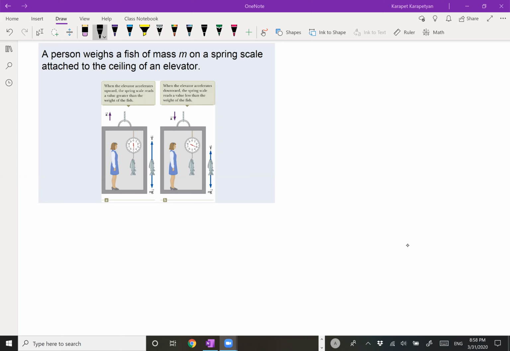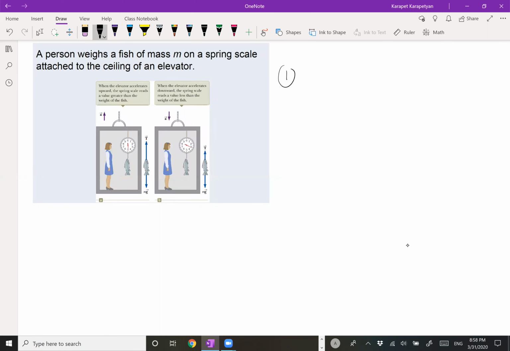So let's start with case one, which is an elevator with no acceleration. That means acceleration is 0. Now, if here's the fish, this is the weight on the fish, and this is the tension. Let's say the reading of the scale is based on the value of the tension. That means it gives you the value of the tension.